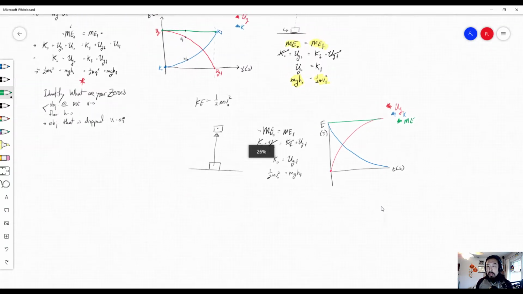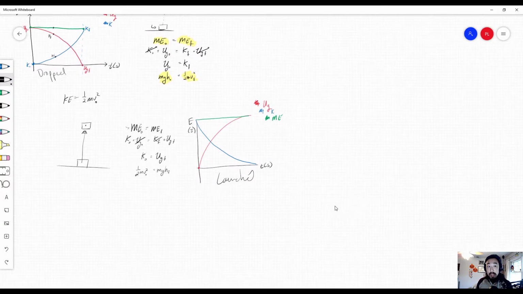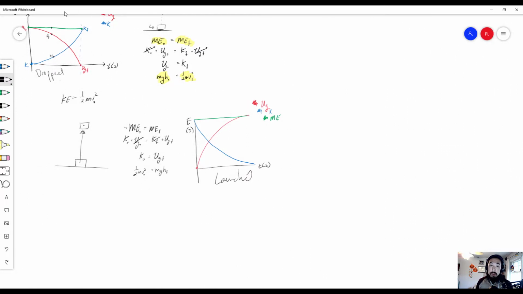And here's something cool. If we were to combine the graph that we just drew, a launched object versus a dropped object, we can see what it would look like for an object that is launched and then falls down. So if we were to superimpose the graph over here on the right hand side, we'll draw that out. So we have energy in joules, and then we have time in seconds.